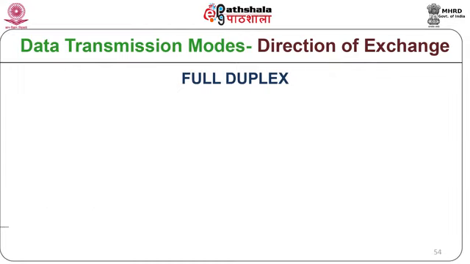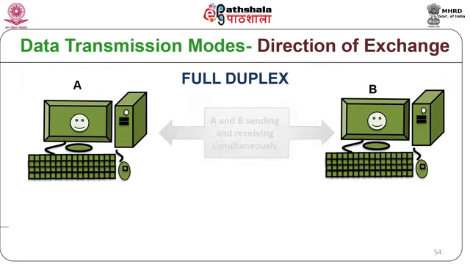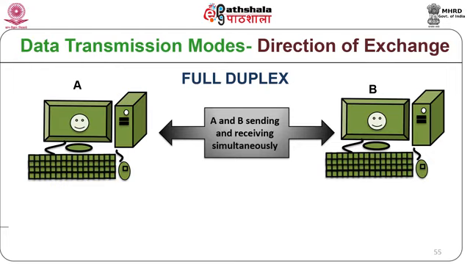Full duplex. A full duplex system can transmit data simultaneously in both directions on the transmission path. Both the connected devices can transmit and receive at the same time. Therefore, it represents a truly bidirectional system. Here, as shown in the figure, A and B can simultaneously send and receive data. The communication link may contain two separate transmission paths, one for sending and another for receiving.